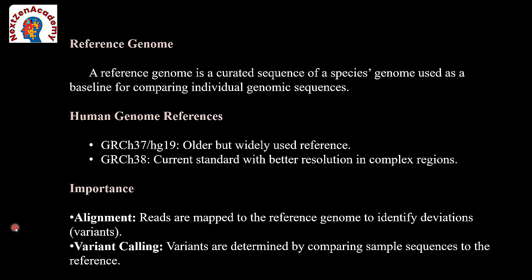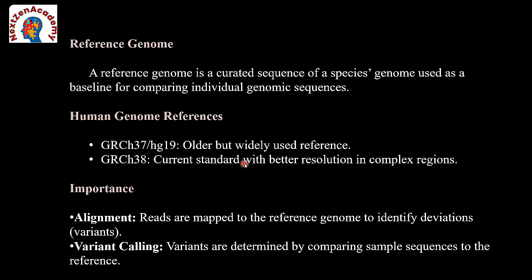Then what are reference genomes? A reference genome is a curated sequence of a species' genome that is used as a baseline for comparing individual genomic sequences. For the human reference genome, there are two types: hg37 and hg38. hg37 is the older version, also called hg19 or GRCh37, and GRCh38 is the latest version with better resolution in complex regions.